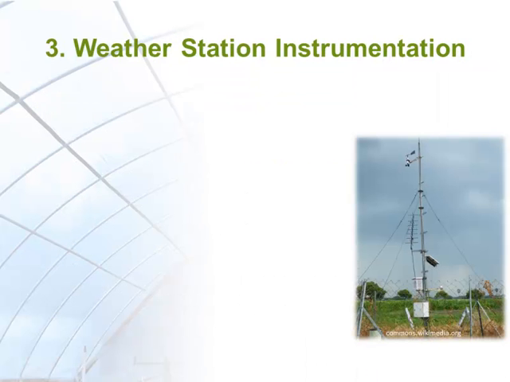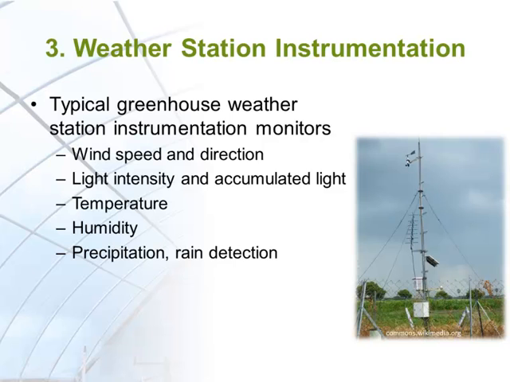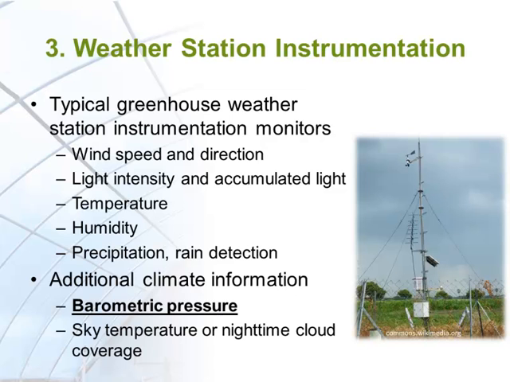What information does a weather station collect? A typical weather station monitors wind speed and direction, light intensity and accumulated light, temperature, humidity, precipitation, and rain detection. The sensors for the additional climate information listed below are useful, but generally only available through special requests.